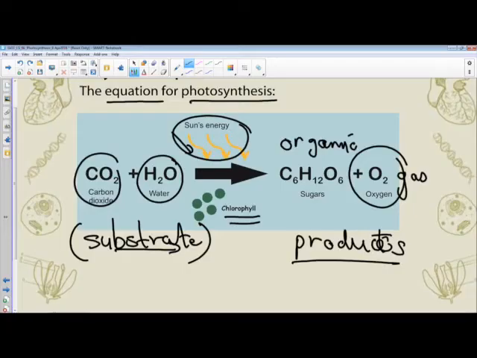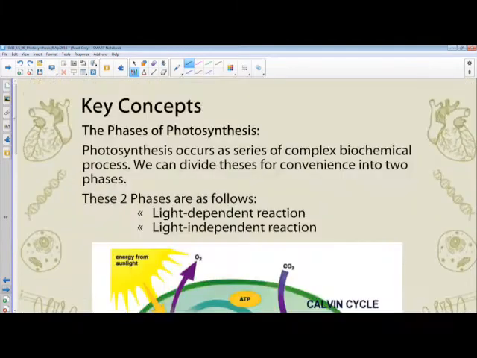Photosynthesis is a process that occurs in the chloroplast where energy from the sun converts carbon dioxide and water into an organic molecule, producing oxygen as a waste product. So the key concepts are the carbon dioxide, water, the energy from the sun, producing the products glucose and oxygen. I hope you guys have got that. What I'm saying is that you do not have to remember the definition: learn the equation, and from that equation you can synthesize a definition.